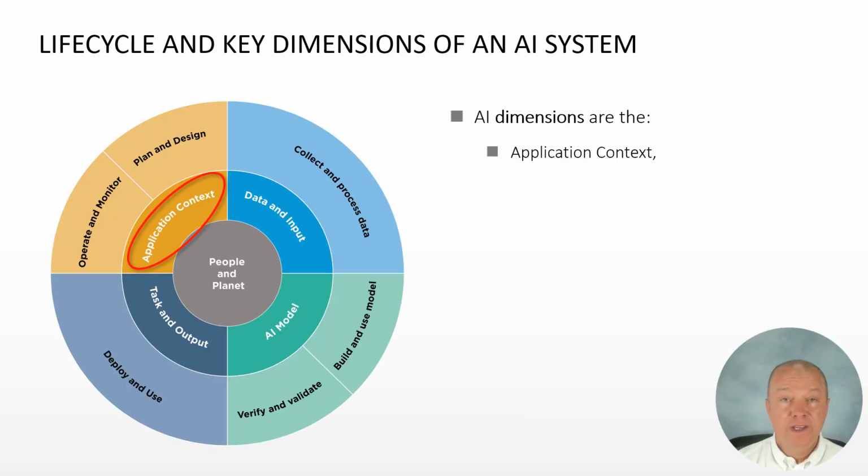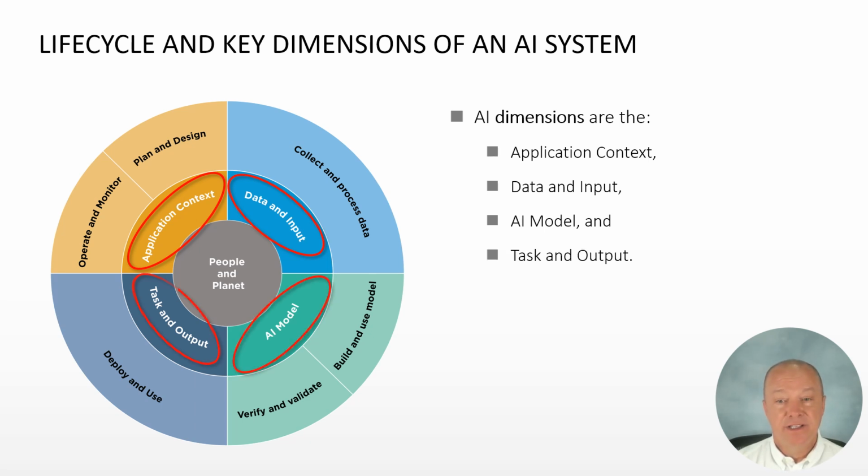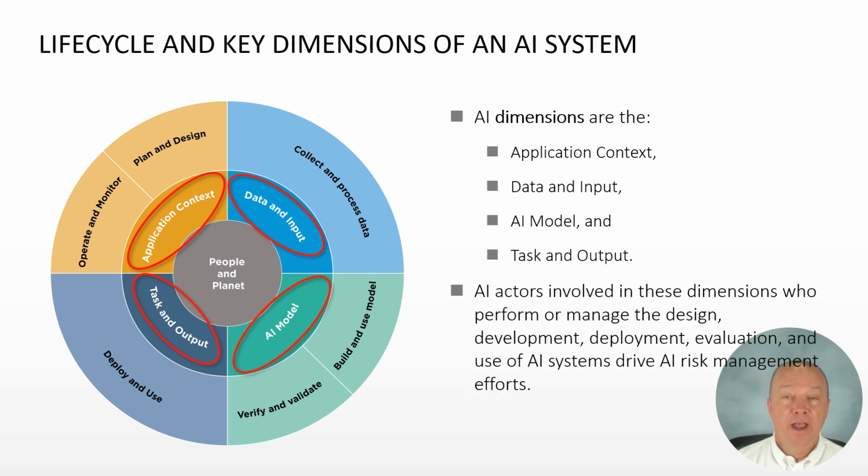There are 4 key dimensions in an AI lifecycle system. The AI dimensions are application context, data and input, the AI model, and task and output. AI actors involved in these dimensions who perform or manage the design, development, deployment, evaluation, and use of AI systems drive the AI risk management efforts.